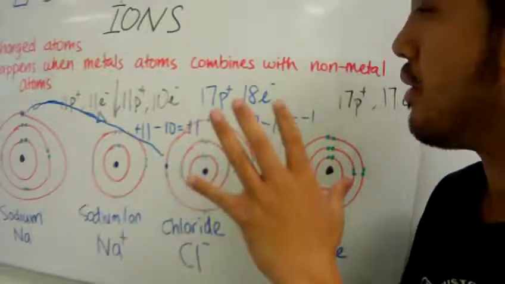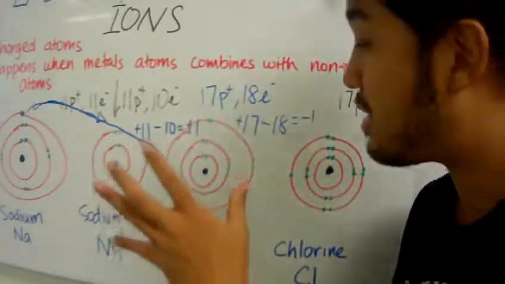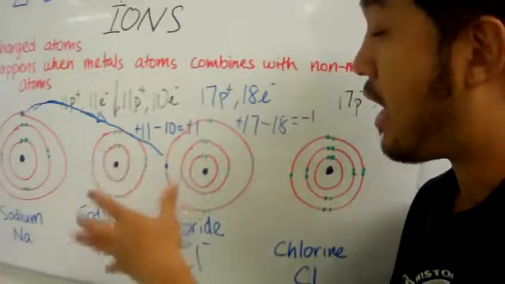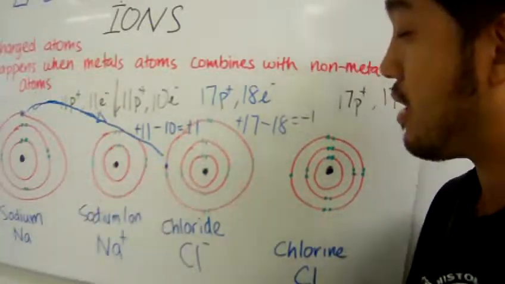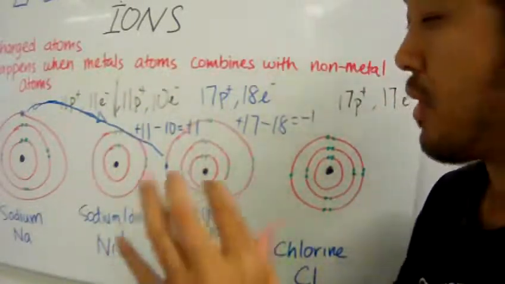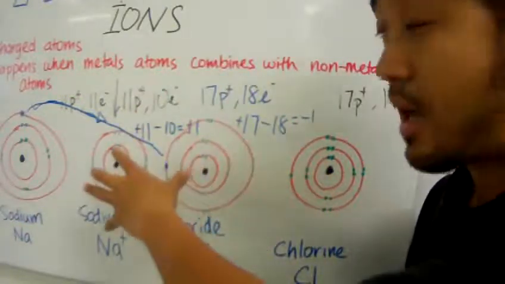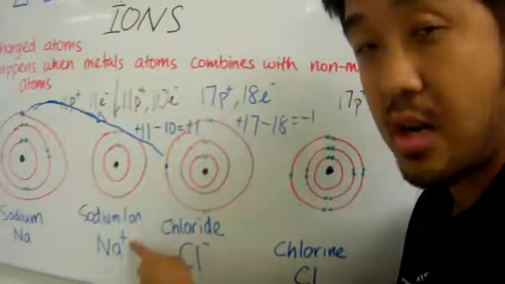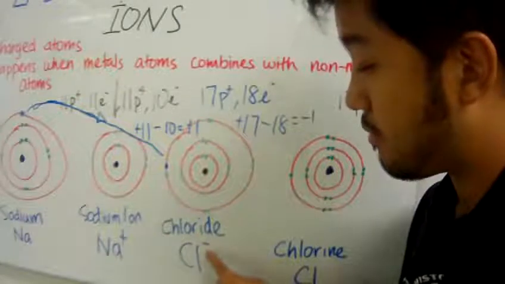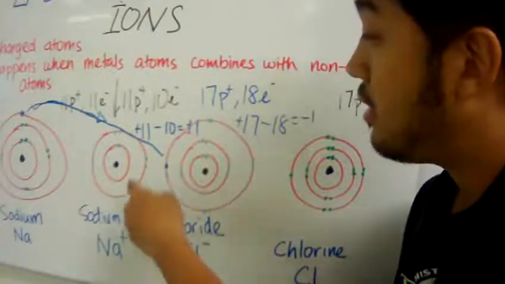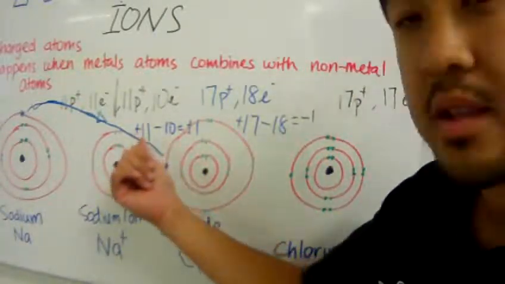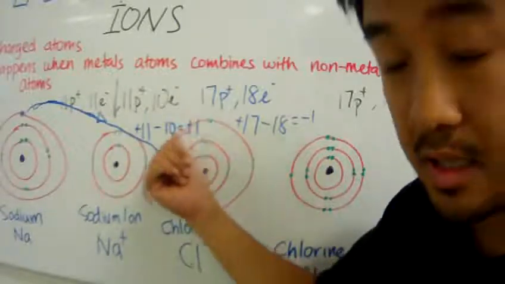So that's how you identify an ion, whether it's positive or negative. And you also learned how to determine the charges of the ions based on the difference between the protons and the electrons.